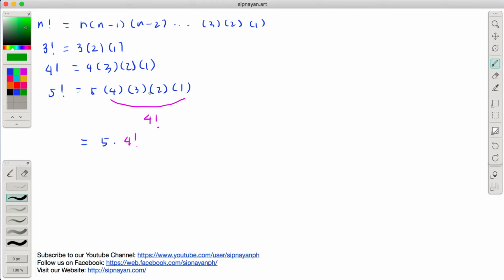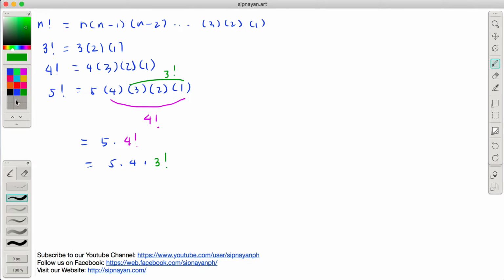Now, kung gusto nyo, pwede rin naman since yung 3 times 2 times 1 is 3 factorial. Meaning, pwede ko rin isulat yung 5 factorial as 5 times 4 times yung 3 times 2 times 1, which is 3 factorial. So, pwede din naman to.